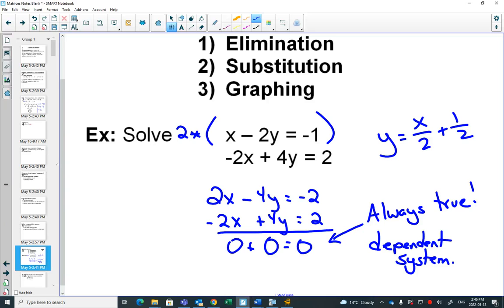And if you solve something where you get something that is never true, for example, 0 is equal to 7, that should cause you to be a little confused. And since that's never true, that's when you have the incompatible system and no solutions are possible.